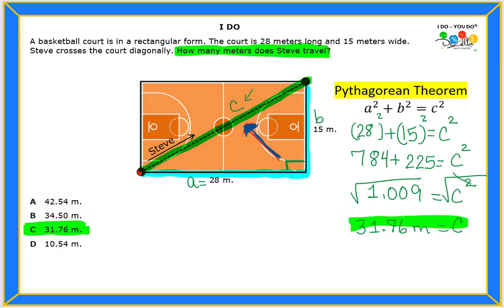I did get 31.76. If you want to, we can go back and check. A, we replaced with 28, which is right here. Then I chose B as 15 to the second power, so that's the number that is here. Remember, A and B won't matter, but C does. C has to always be the diagonal, or the one that is opposite of the right angle. So that's our answer.